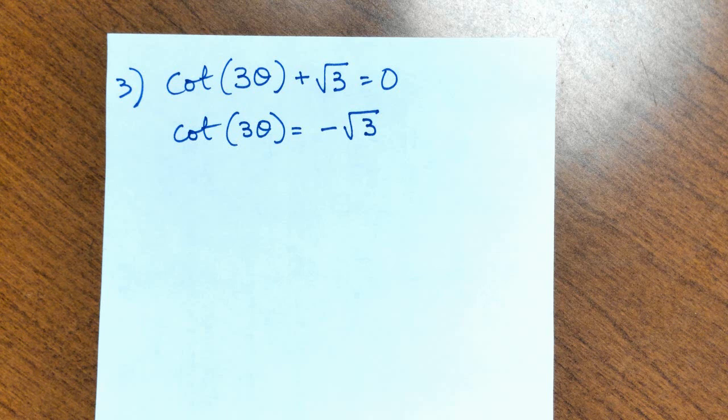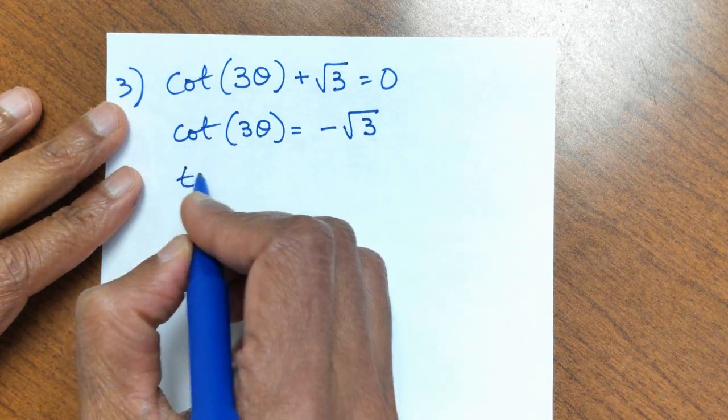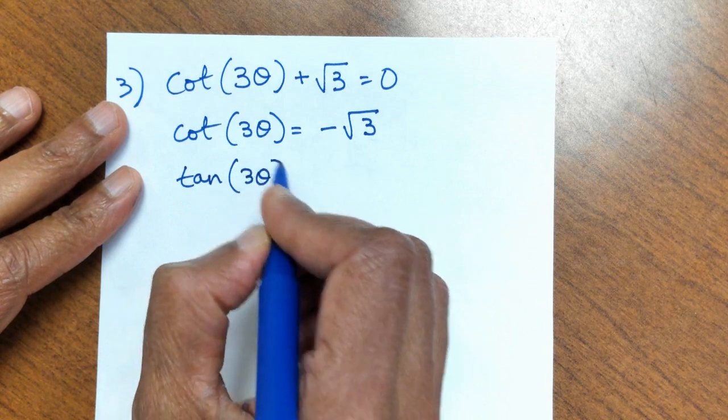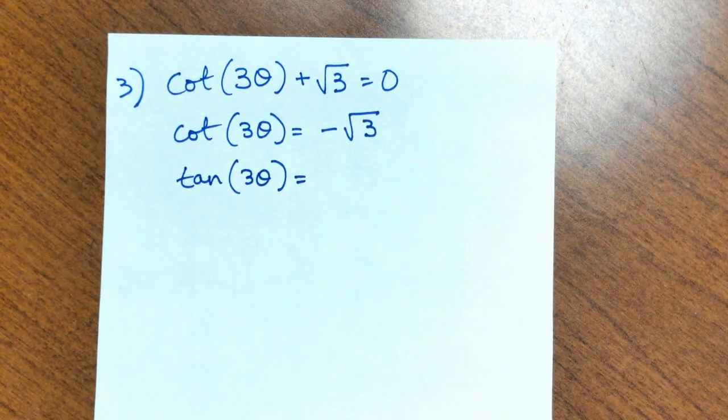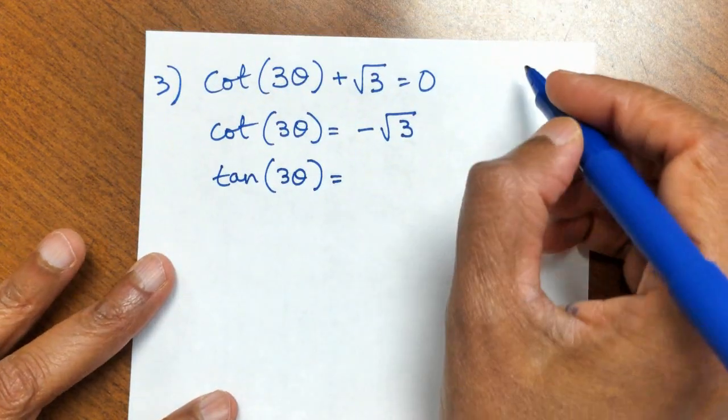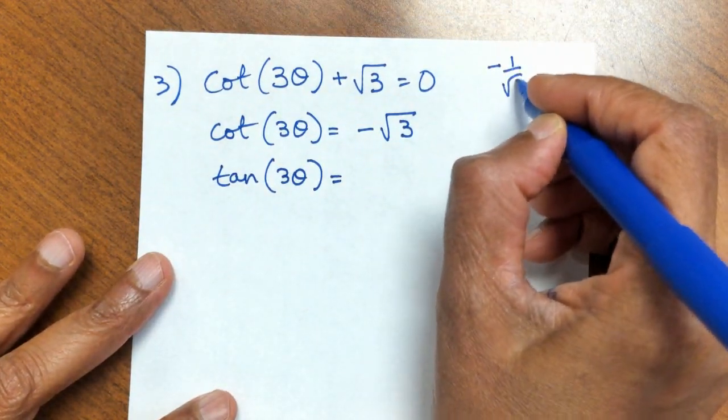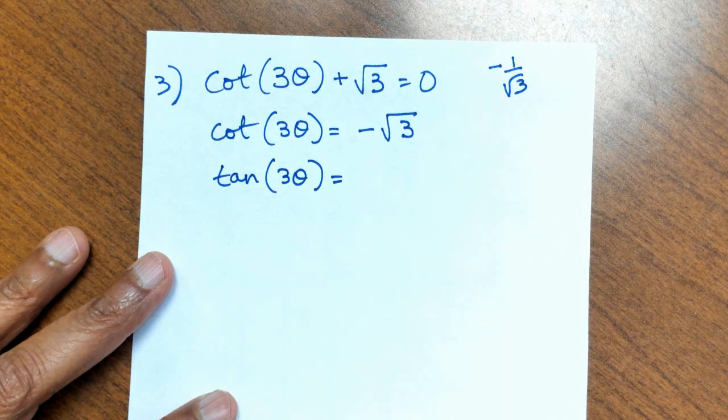At this point you would have looked at your unit circle to see when is the value of cotangent negative square root of 3, or just square root of 3, and then you look at the negative coordinates for cotangent, except I will rewrite this as tangent. Can we all rewrite this as tangent? So when I rewrite this as tangent, tangent 3 theta equals what? Reciprocal, right? Everybody agrees with me?